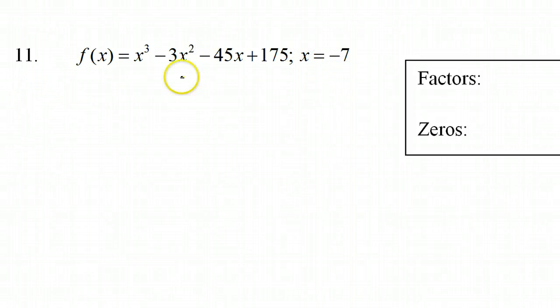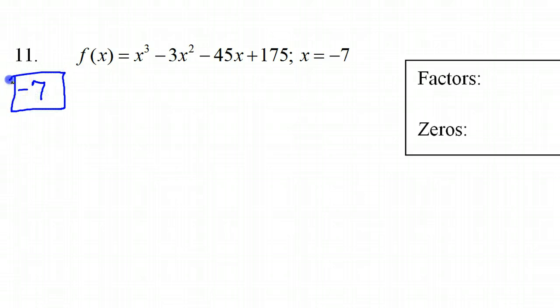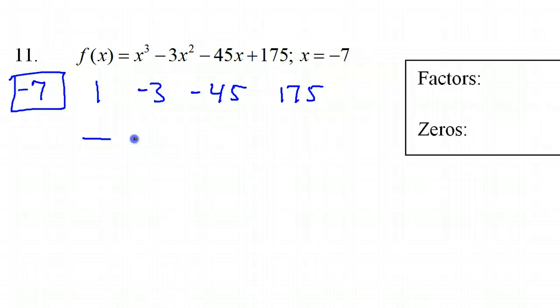So once again, we have negative 7. So that goes in the box just like it is. And coefficients, 1, negative 3, negative 45, 175. That's a big number.